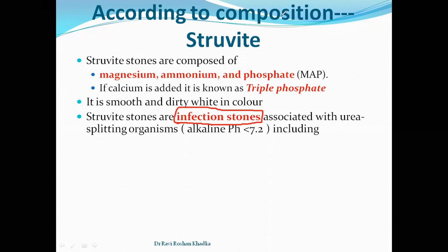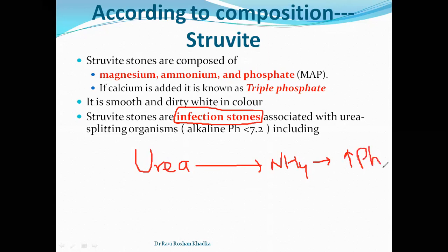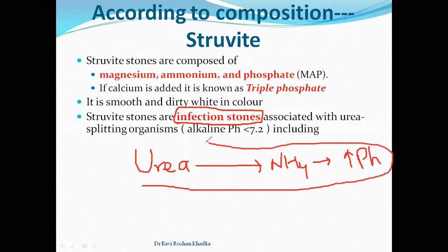Okay, then how is the pH increased? The pH is increased by urea-splitting organisms, like Proteus. So whenever there is infection by these organisms, the urea inside the urine is split into an ammonium compound, and this ammonium compound, ammonia, causes the increase in pH. Whenever the pH is more than 7.2, it is enough to crystallize these salts like magnesium, ammonium, and phosphate, and can form the stone.